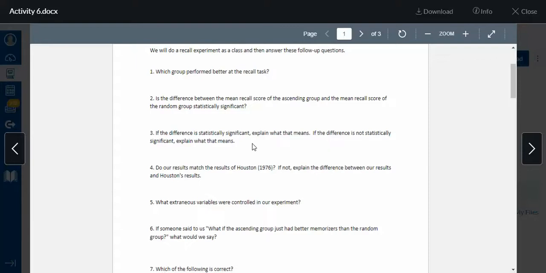And if it's not significant, what you would say is the opposite. You would say, I am not confident enough to say that the presentation order had an effect.